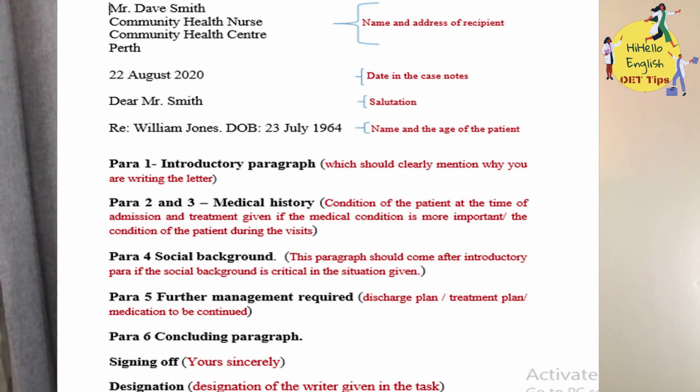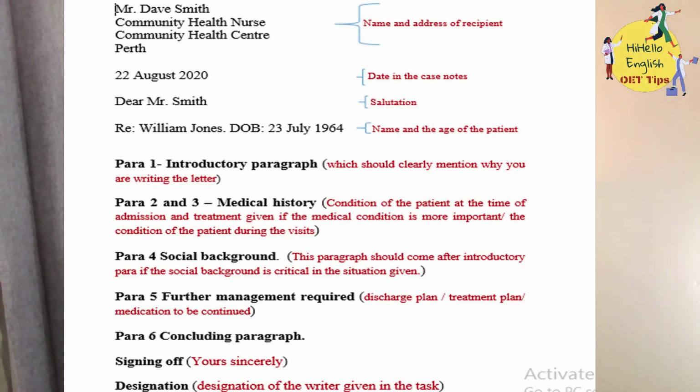Then the salutation. Here you can write the title, that is Mr. or Miss or Doctor, taken from the task, followed by the surname. Next, you need to write the full name of the patient you are referring and his age. You can either write his age like 56 years old or age 56, or the date of birth. Though these are minor things, in order to make the letter look complete, these are needed.